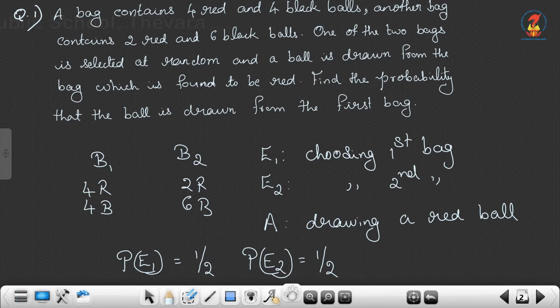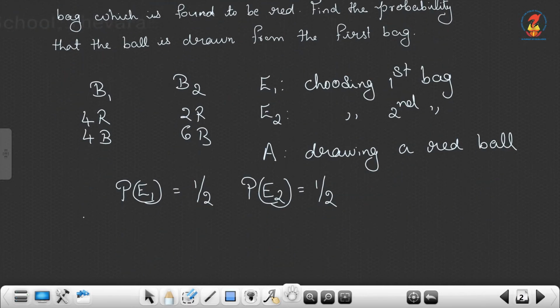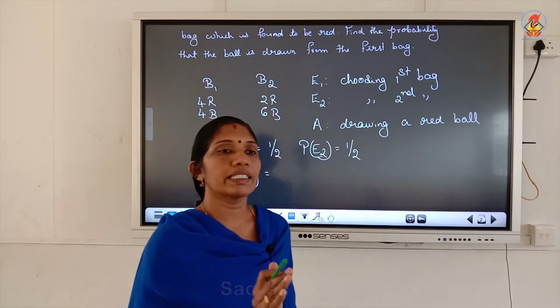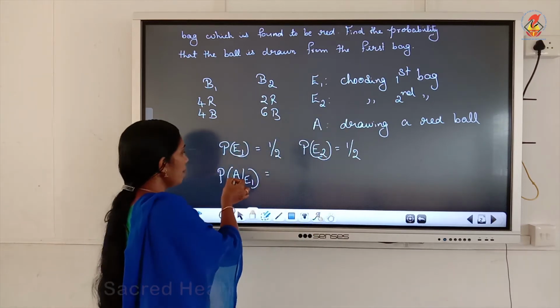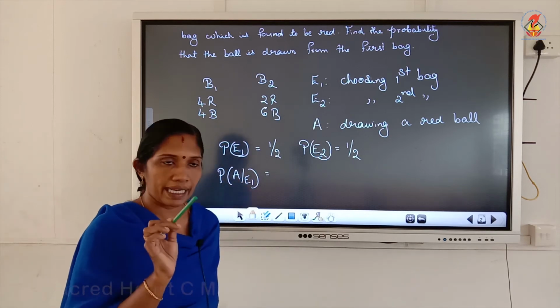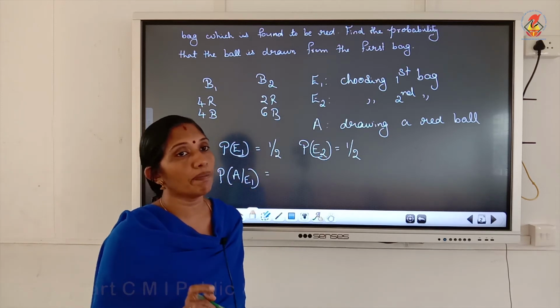Now what is P of A given E1 and A given E2? P of A given E1. What is the meaning of this? It's a conditional probability. A given E1 means this happened first, that is E1. E1 means we selected bag number 1. Then A means selecting or taking a red color ball from bag 1.